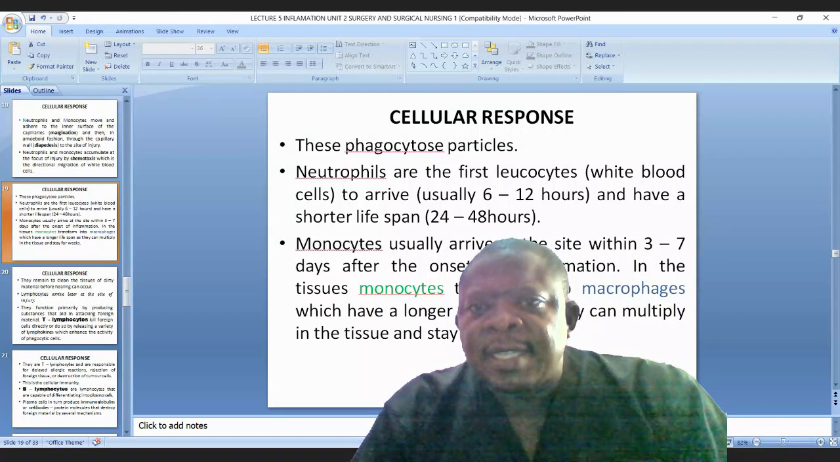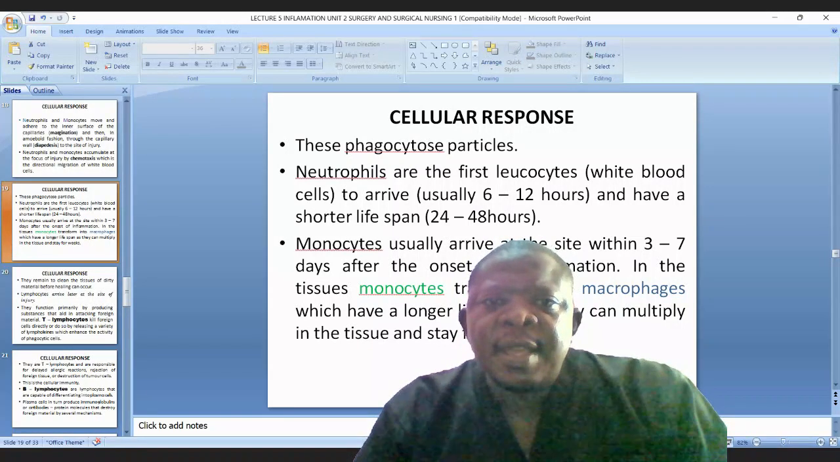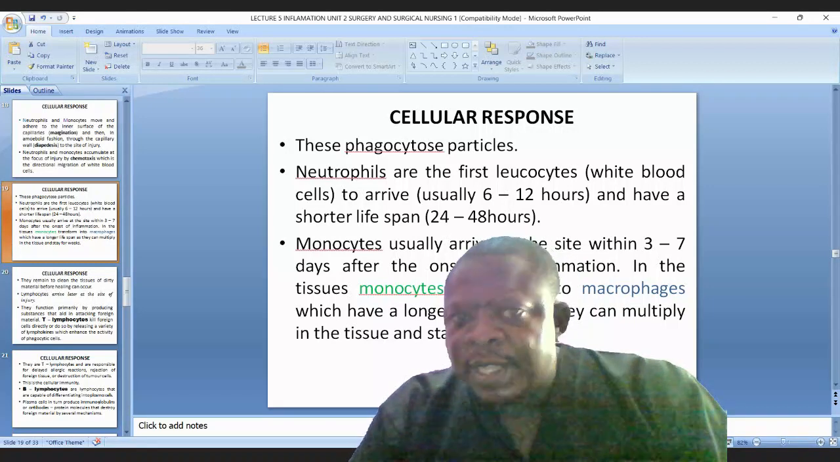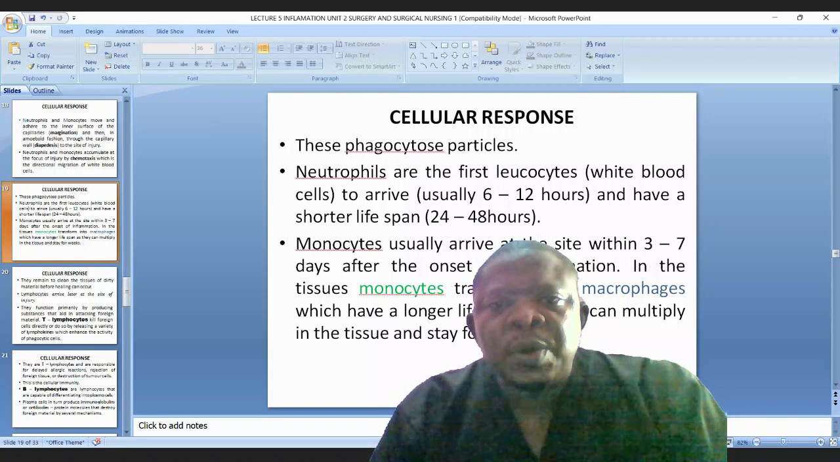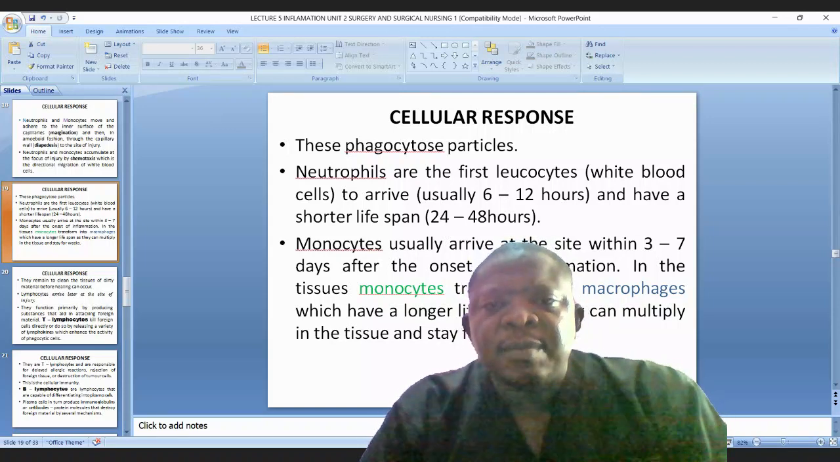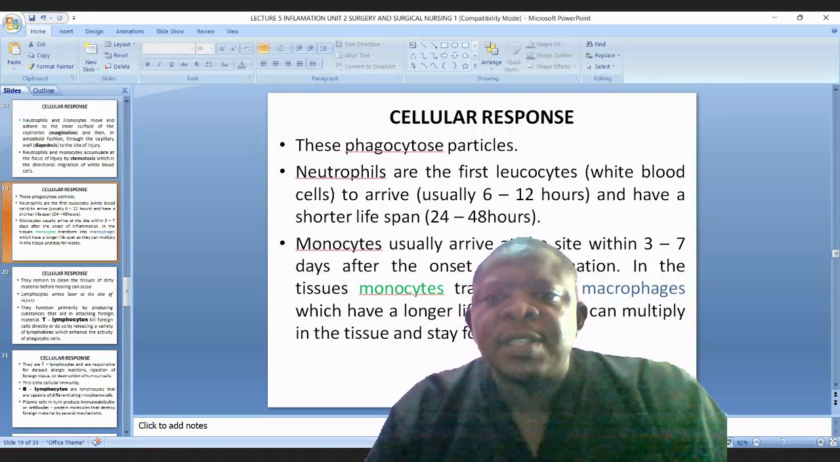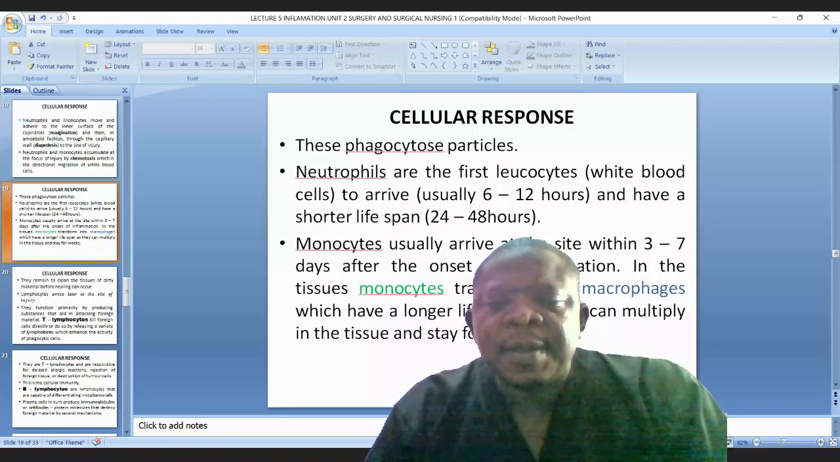In the tissues, the monocytes transform into macrophages, which have a longer lifespan as they can multiply in the tissue and stay for weeks. So when monocytes are moving to the area where there's an injury, and then become stationary at the site of injury, they transform into macrophages that have a longer lifespan.